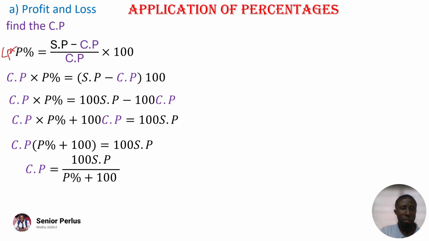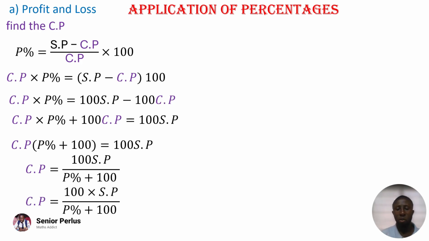Okay, let me clean my board nicely. So therefore, our cost price is this. So let's make it nice. Then this is the formula to find the cost price when given the sales price and the profit percent.